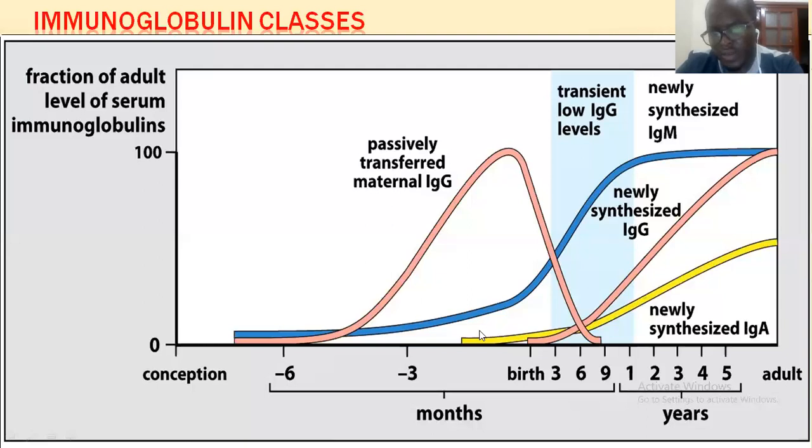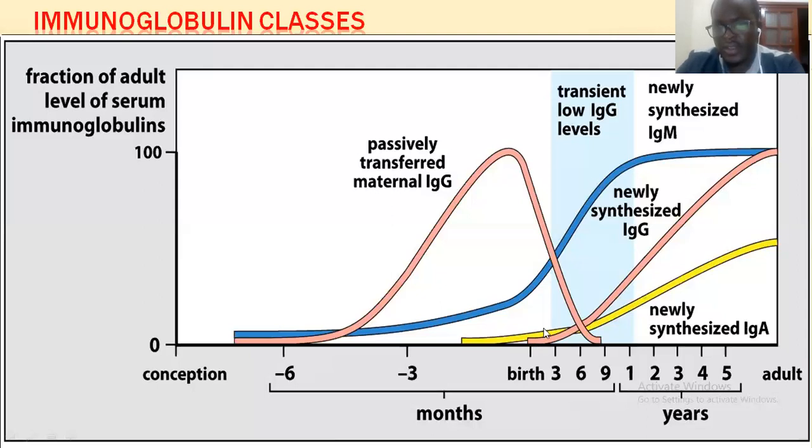Then you can also have newly synthesized IgA by the fetus. After birth, you can see that the baby will start producing more IgG. This IgG is being produced by the baby now. But there is this portion where you have transient low IgG levels.